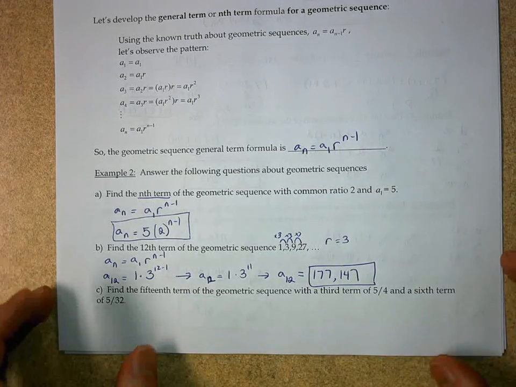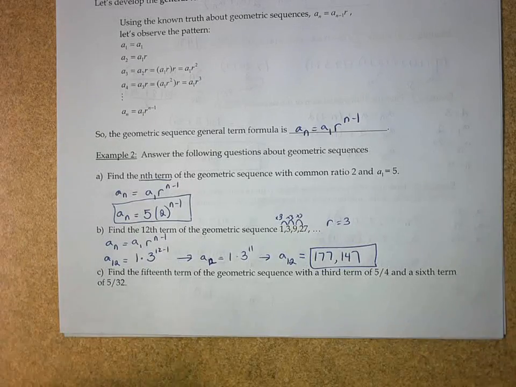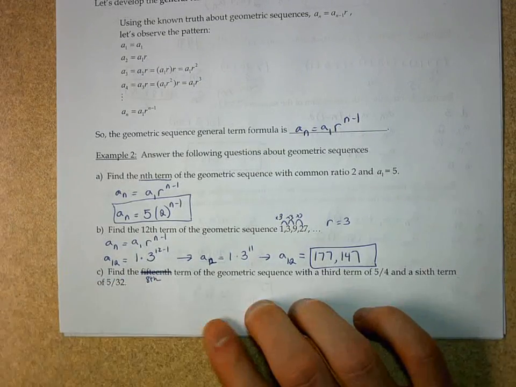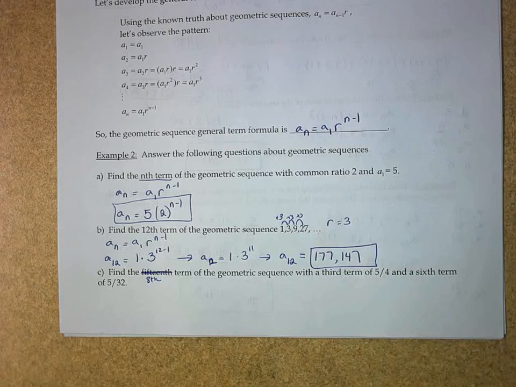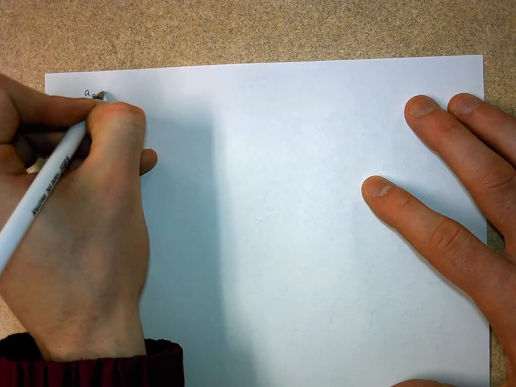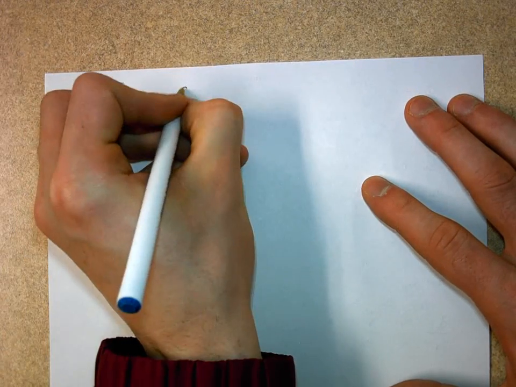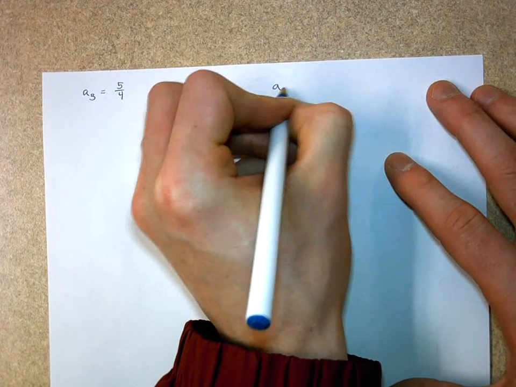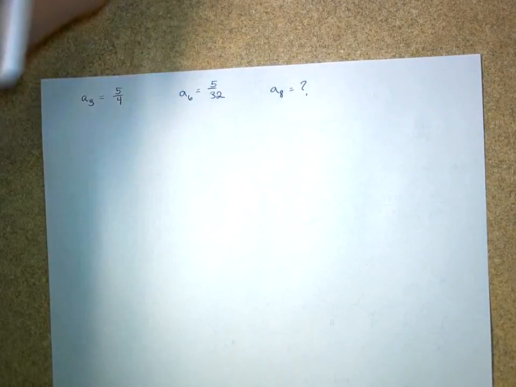The last example here is where we're going to use that second idea of the geometric series formula, where we're going to say a sub 1 is not necessarily our starting value. So here, let's find the 8th term of the geometric sequence with a 3rd term of 5/4 and a 6th term of 5/32. So since I'm low on space right here, I'm going to put this on a separate sheet of paper. I know a sub 3 is going to be 5/4. I know a sub 6 is going to be 5/32. I want to know what is a sub 8.